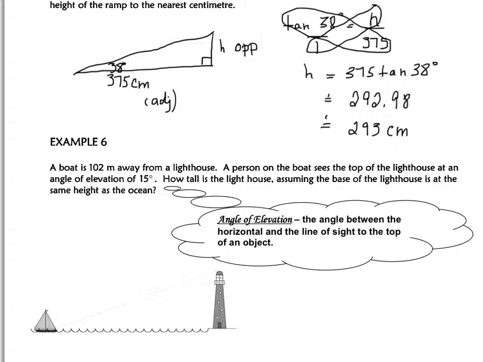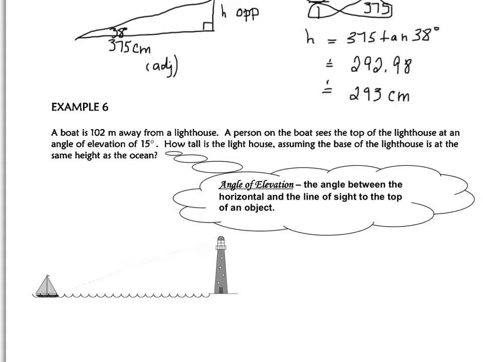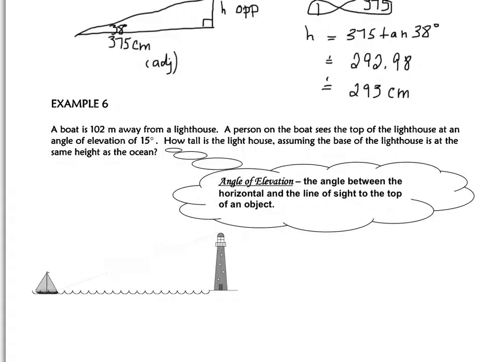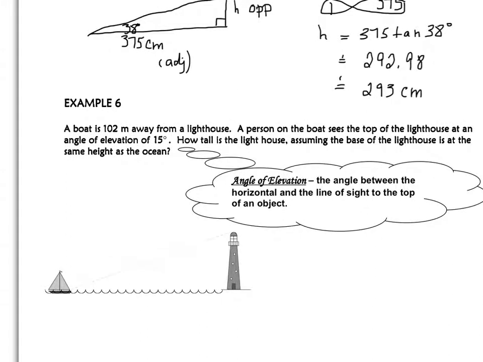A boat is 102 meters away from a lighthouse. A person on the boat sees the top of the lighthouse at an angle of elevation of 15 degrees. And if you remember from a couple of pages ago, we talked about angle of elevation being measured from where you are. You draw a horizontal and measure up from that horizontal. So if you're on the boat, your horizontal would be this line here, basically, with the water. Okay, and so you're measuring up from that, so that would be 15 degrees.